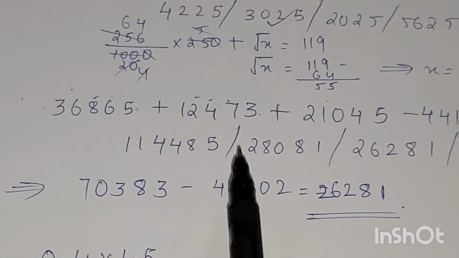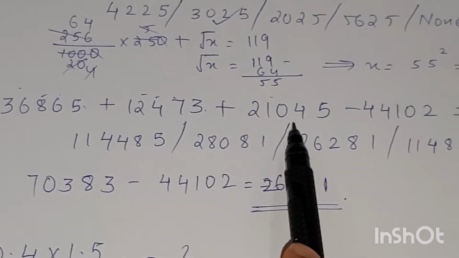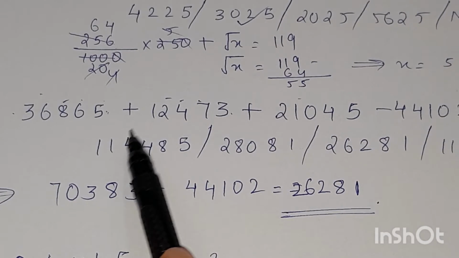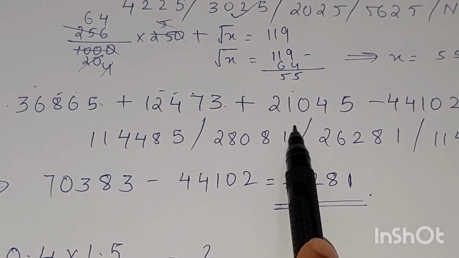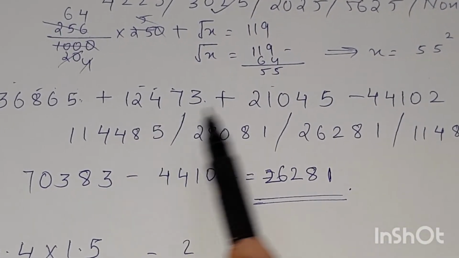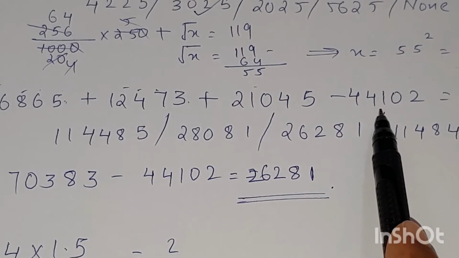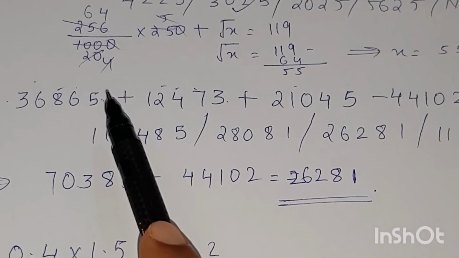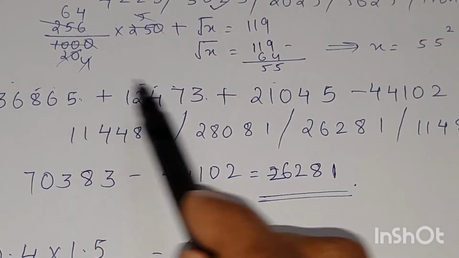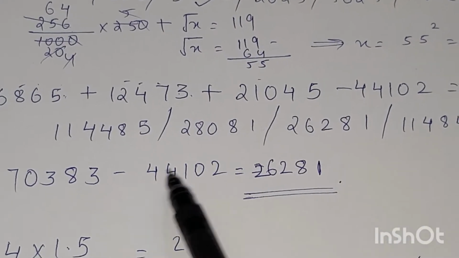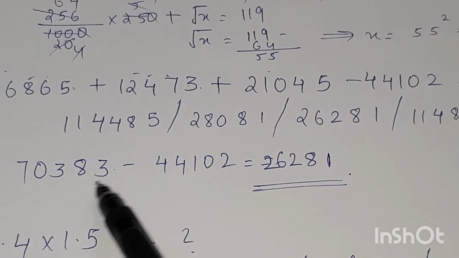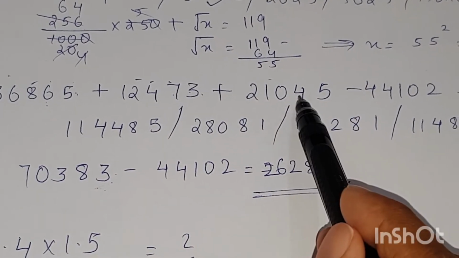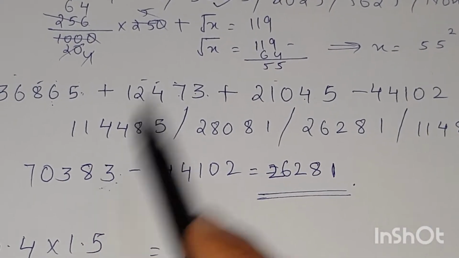And the second question is 36865 plus 12473 plus 21045 minus 44102. This is the simplest one because here you have to add three numbers and all the three numbers are 5 digits, and then subtract 44102 from the resultant. Okay, so here what you have to do is take the unit place. 5 plus 3 is 8, 8 plus 5 is 13, remainder 1, so I have written 3 here. Then 6, tens place, 6 plus 7 is 13 plus 4 is 17 plus that remainder is 18, again remainder 1.